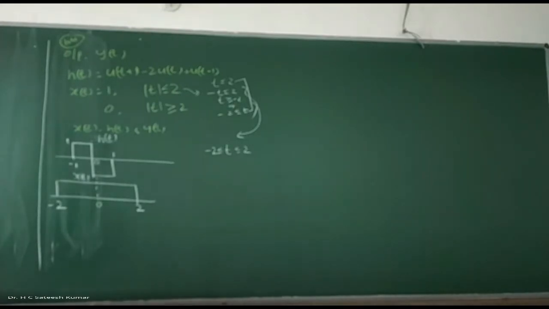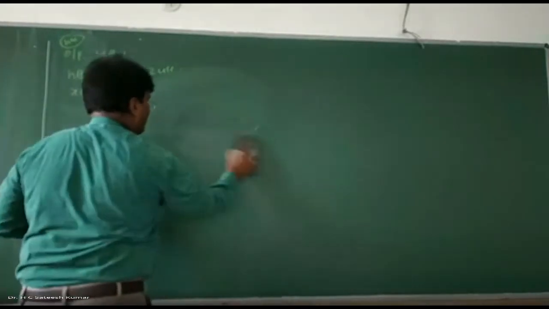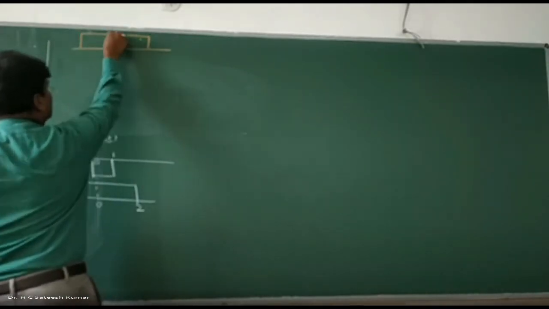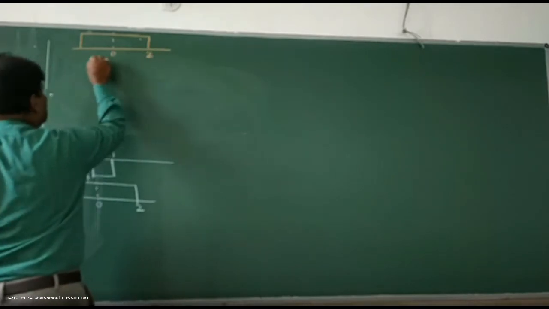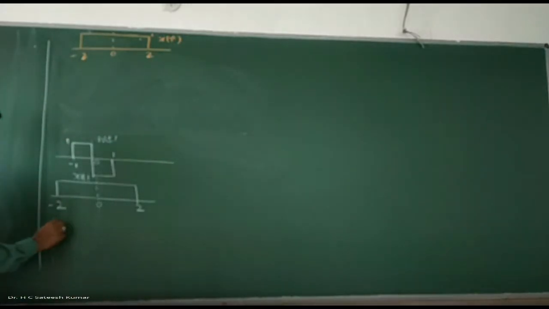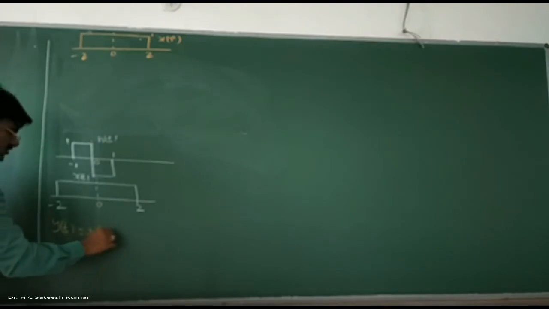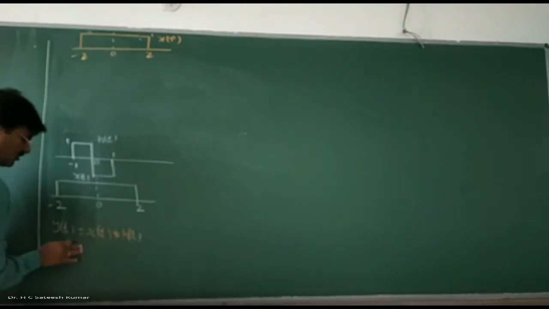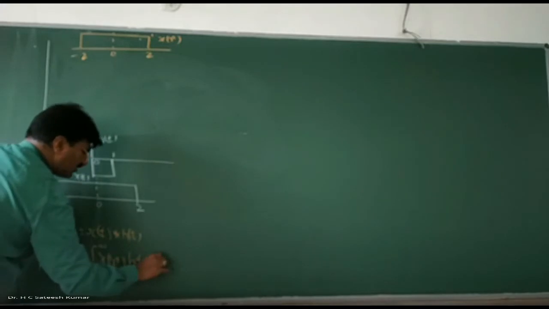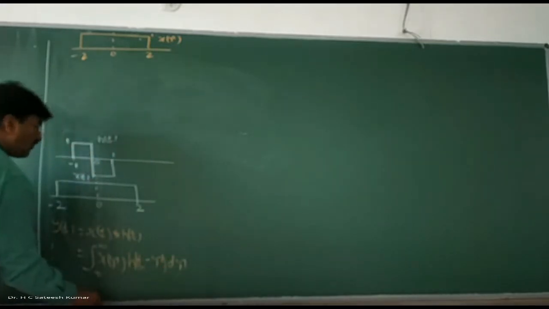And I need more space for this. Okay, so I'll write first, x of t ranging from 0 to minus 2, its value is 1, x of tau. y of t is equal to x of t convolution with h of t, which is equal to integration from minus infinity to plus infinity, x of tau into h of t minus tau d tau. Okay, right. Now, x of tau.